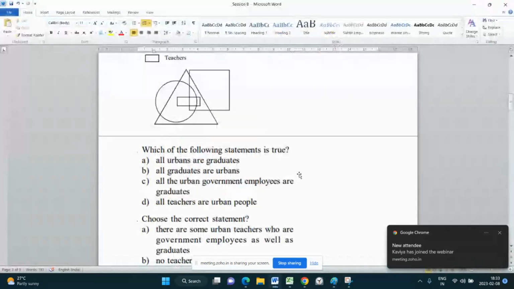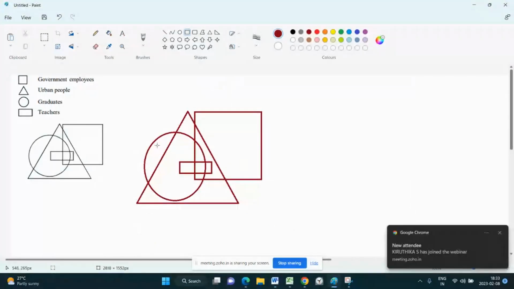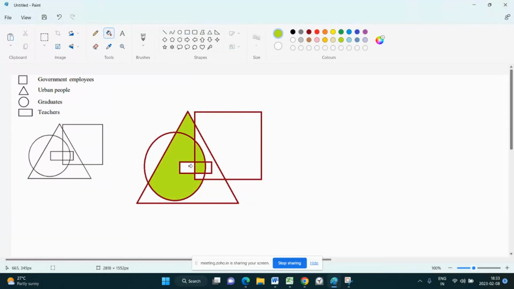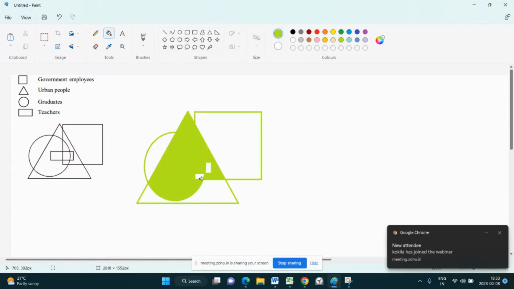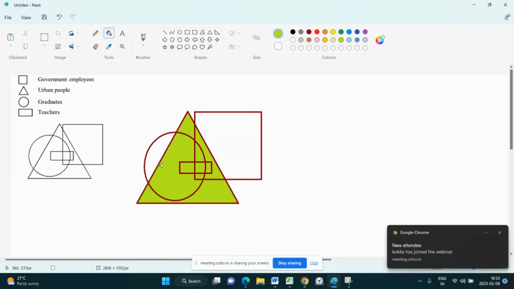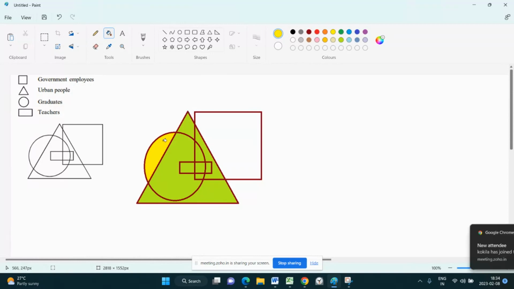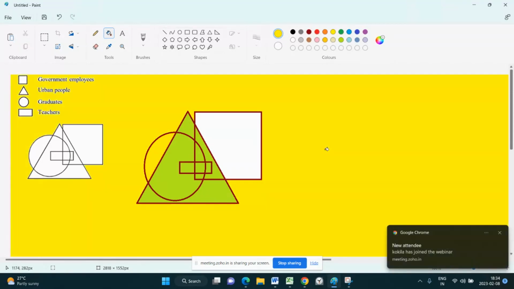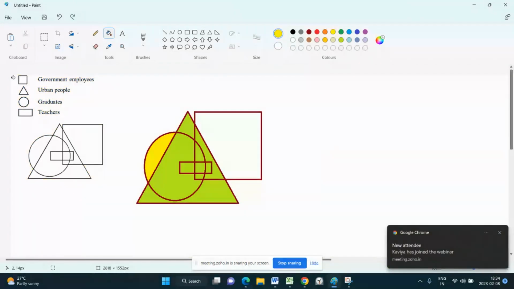Now I am going to see this. All urbans are graduates. Urban, who is urban? Triangle is urban. I want to color this urban first. This is urban. All urbans are graduates. Which is graduate? Circle. So some urbans are not graduates. People sitting here are not graduates. Those who come within the triangle only are urban people, and these people are not coming inside this one. So this is false.